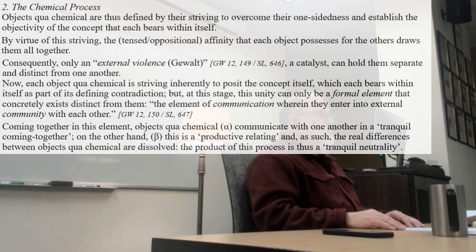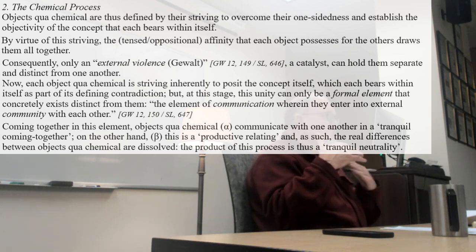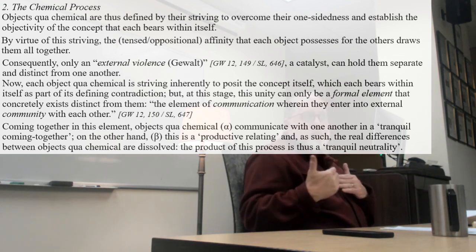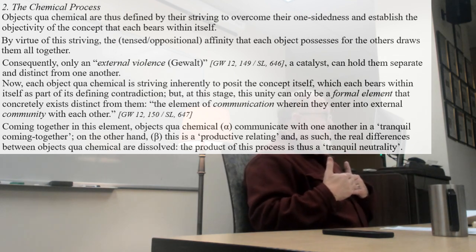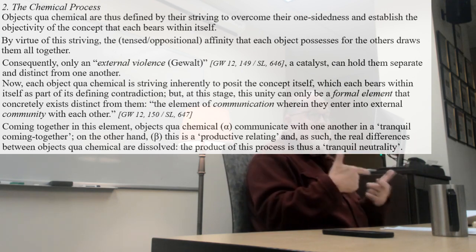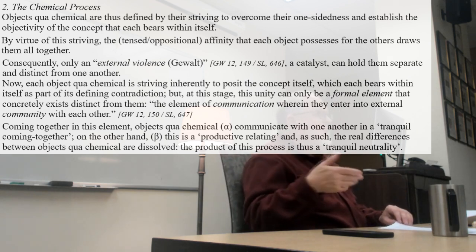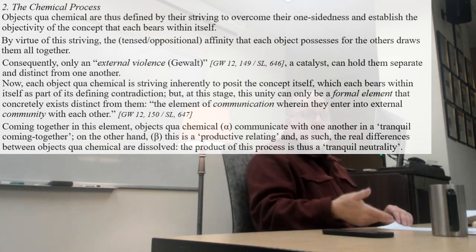So again, the result is not that radically different between the mechanical process of communication and the chemical process of communication. The real main difference is the driver of it, right? The driver at the mechanical level was extrinsic. Here the driver is intrinsic to the objects themselves. The result is roughly the same. It's a rest, peace, equilibrium, tranquil neutrality.